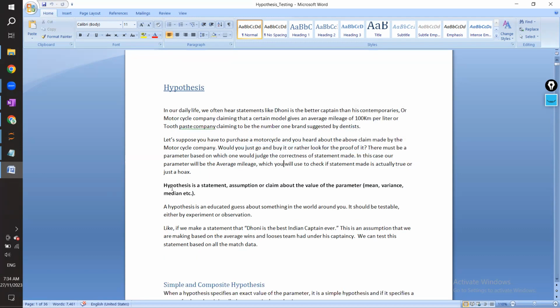So here, fundamentally, a hypothesis is just a statement, assumption or a claim. What about the value of the parameter? So the value of the parameter. Fine. So a hypothesis is an educated guess about something in the world around you.